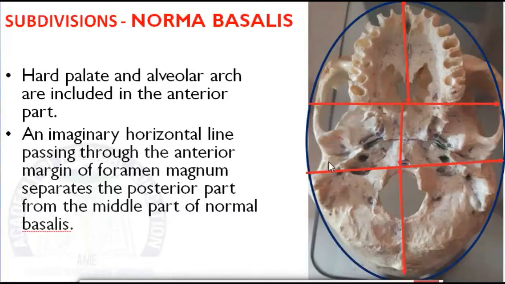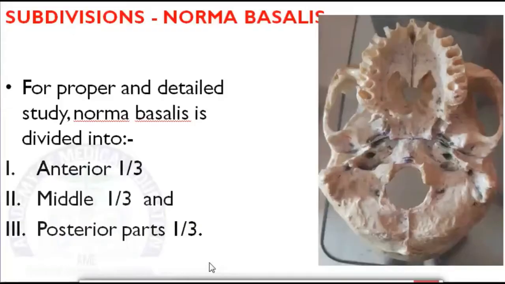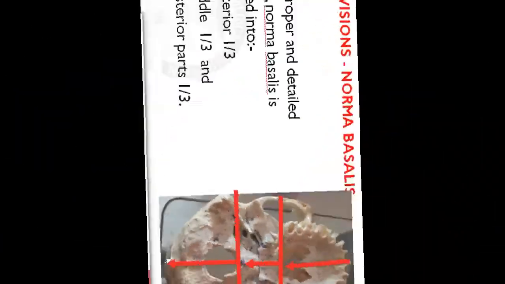In other words, we can divide it into the anterior 1/3, middle 1/3 and posterior 1/3. So for proper and detailed study of Norma Basilis, it is divided into three parts: the anterior 1/3 from here to here, the middle 1/3 and the posterior 1/3.